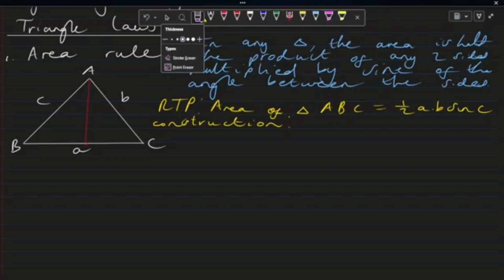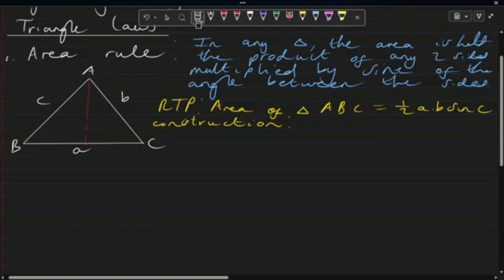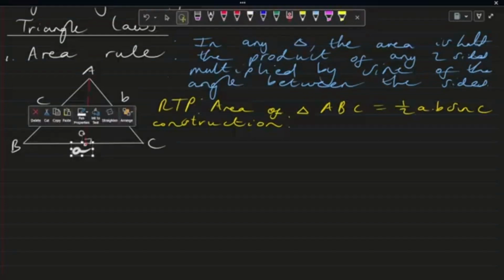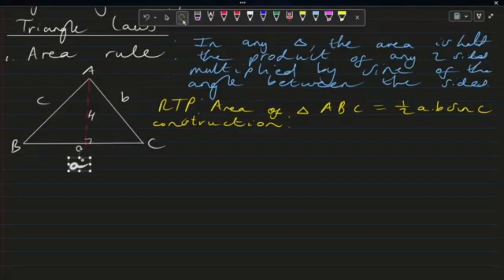We'll draw a perpendicular line, and then we'll call this line height h. So this is height h, and height h is perpendicular to BC, or to side A. And then we call this point whereby height h meets with BC, point D.